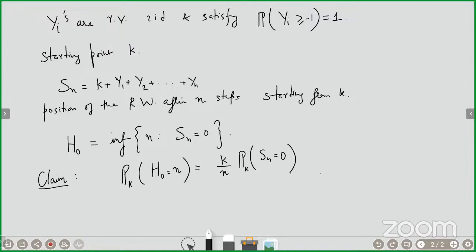So suppose I use this result, can you recover the previous result? What would be my y_i to recover that result? What would be the k?